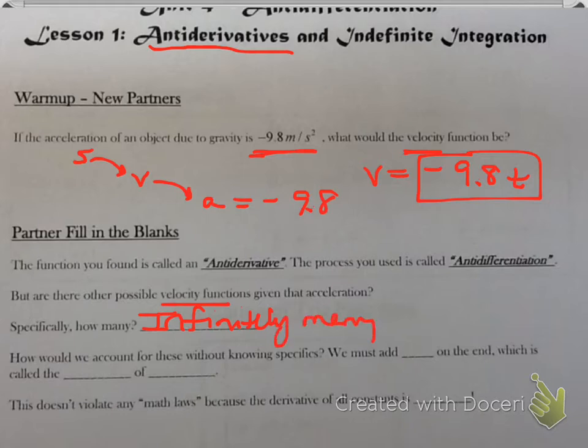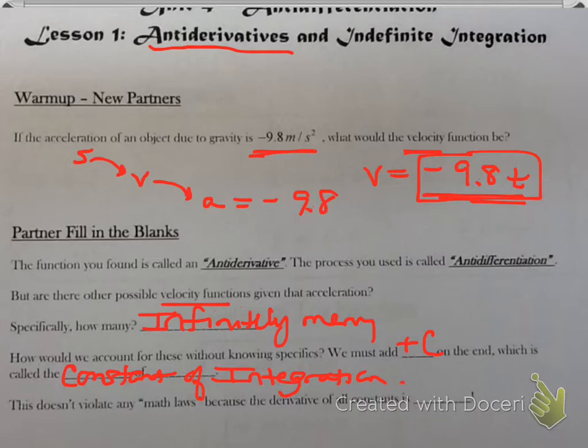Now why is that? Well, because if you think about it, this velocity function we came up with before could have been negative 9.8 t plus 40 or minus 8 or anything like that. So what we're going to do to account for that is we're going to add a plus c, which is a constant. And that has a specific name. It's called the constant of integration. And we'll get a little bit more into this word integration.